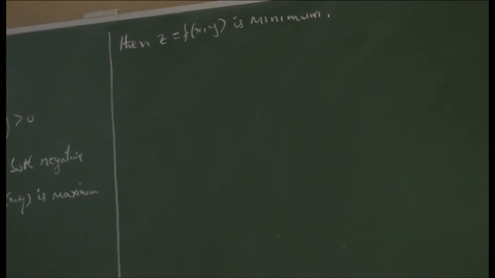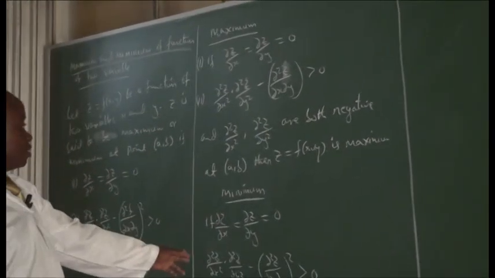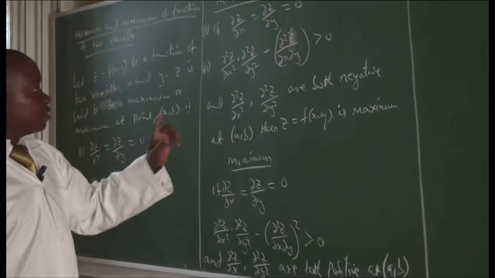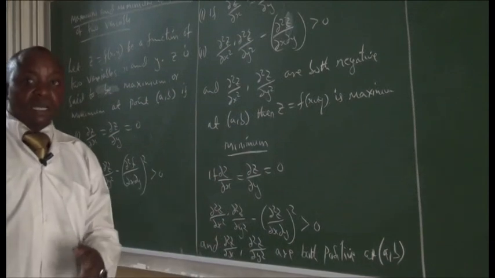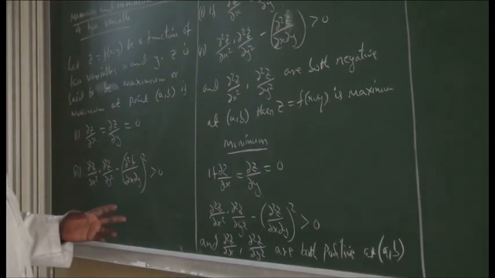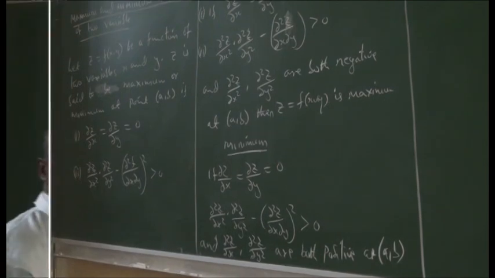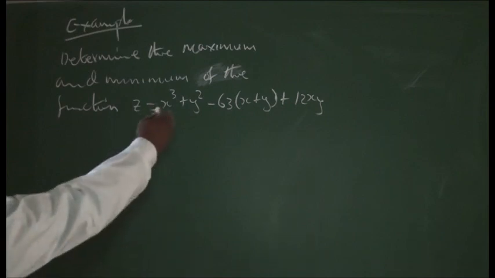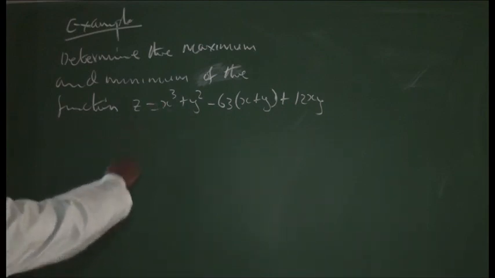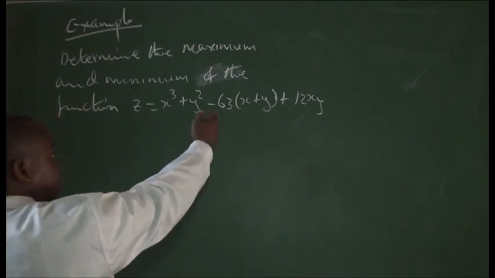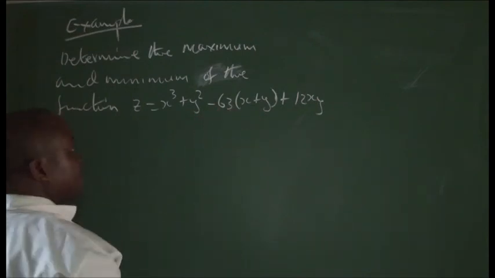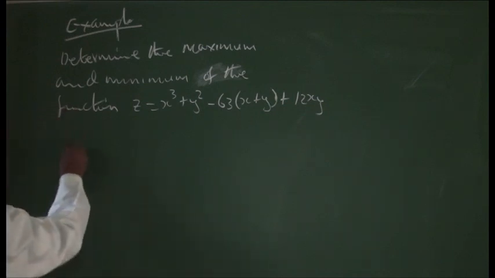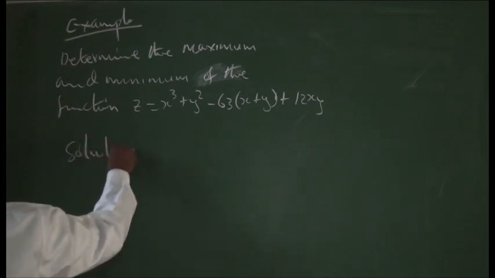All right, so to apply this condition, we want to take one example and demonstrate how we can find the maximum and minimum point of a function of two variables. Okay, so let's look at this example. Determine the maximum and minimum of the function z equals x cubed plus y squared minus 63 times x plus y plus 12xy. Right, so the solution is in this form.